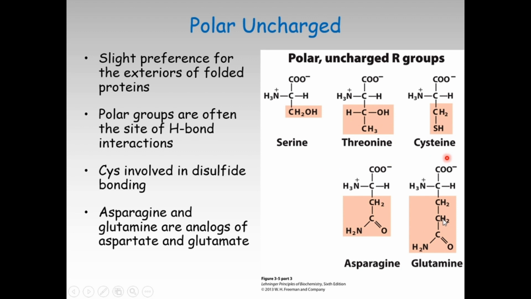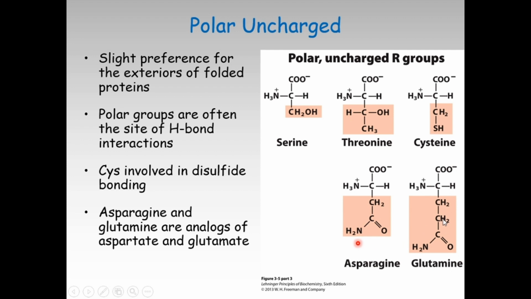Cysteine is another amino acid where one of the hydrogens in alanine is replaced by a thiol or SH group. So the difference between serine and cysteine is that serine has an OH and cysteine has an SH, right? And cysteines are involved in disulfide bonding. And what is disulfide bonding? We'll talk about this later on.